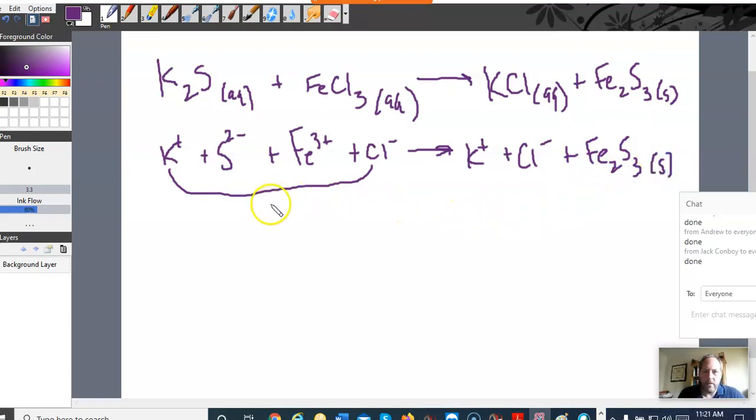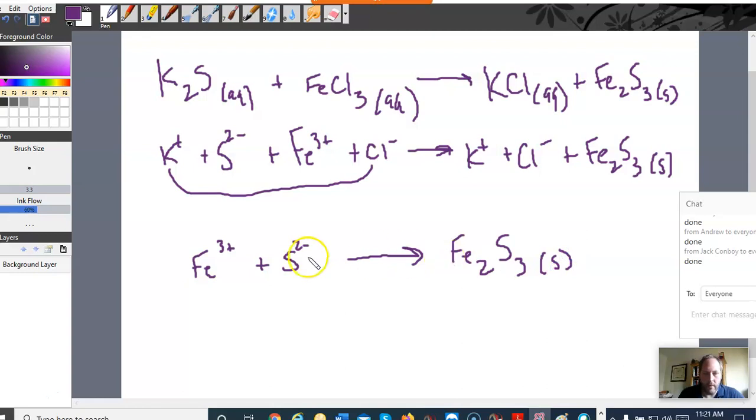So the spectators are the potassium and the chlorine, and then whatever's left over. So let's take the iron. I just like to put the cation first, because that's how we write the formula. But if you put S2 here and iron there, that's fine. Now in this case, we will balance it, so you would put a 2 here, and you would put a 3 right there. So that would be the net ionic equation.